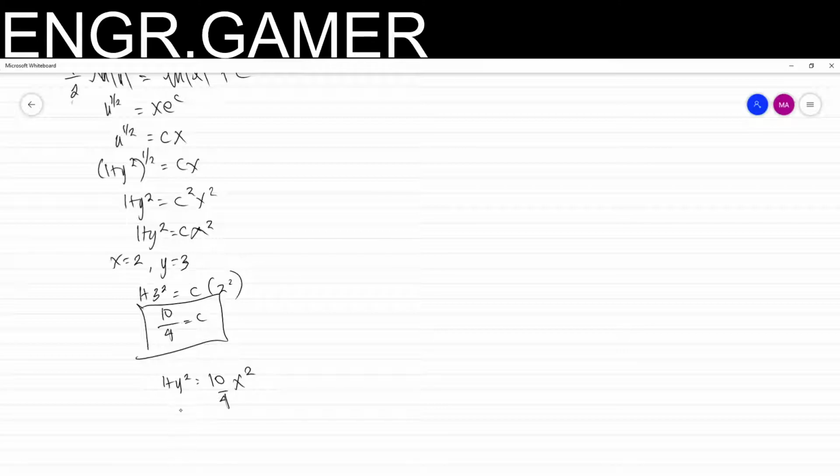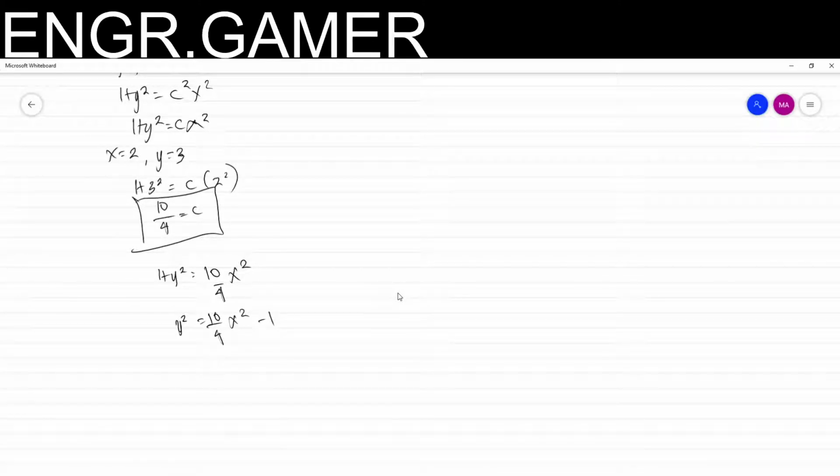Okay? So simplify natin y squared. Subtracting both sides by 1. So 1 minus 1, 0. So meron tayong minus 1 dito. We have 10 over 4 x squared minus 1. So tanggalin natin yung squared dito. So, taking both sides to the power of 1/2, we get y. So y is equal to square root of 10 over 4 x squared minus 1.